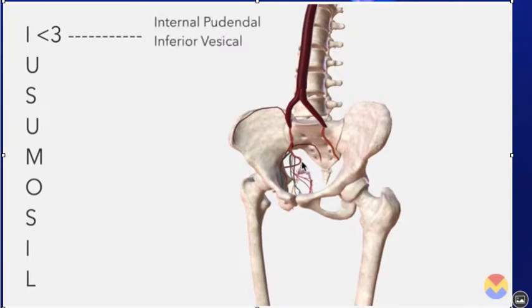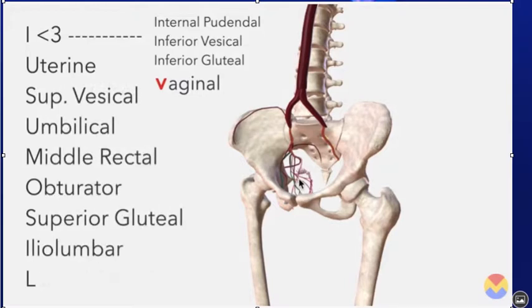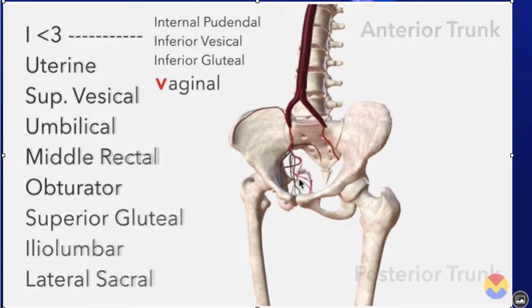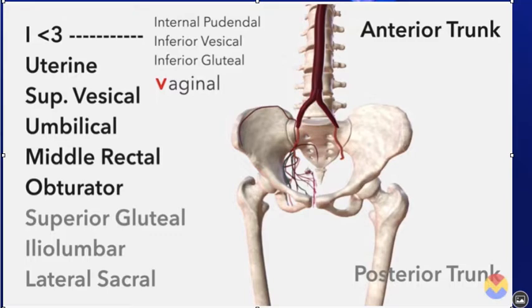So the branches are the internal pudendal, inferior vesical, inferior gluteal. So 3 eyes. The vaginal in female, uterine, superior vesical, umbilical, middle rectal, obturator, superior gluteal, iliolumbar, and the lateral sacral. Division of the anterior and the posterior trunk.